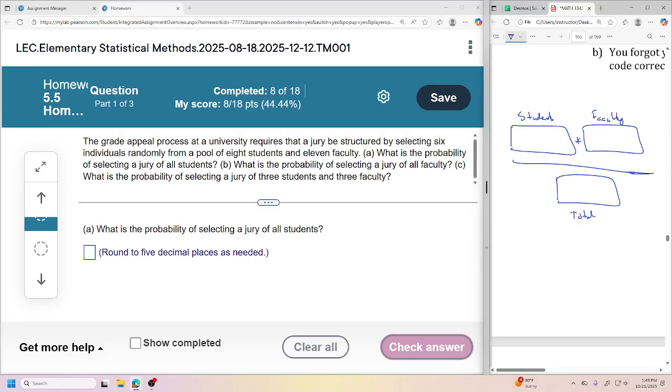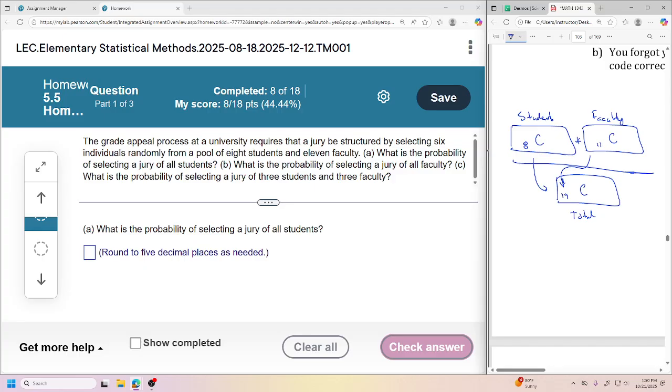So we're picking someone for a jury. Is the order in which you're picked important? If you're the first juror selected, is that any different than the second juror selected or the third? No, it doesn't matter. Order's not important. So if order's not important, I'm going to put a C. And then we need to fill in the numbers. So how many students do I have? 8 students, right there. How many faculty do I have? Perfect. Now remember that these two numbers will add up to the total box. So 19 total, right?